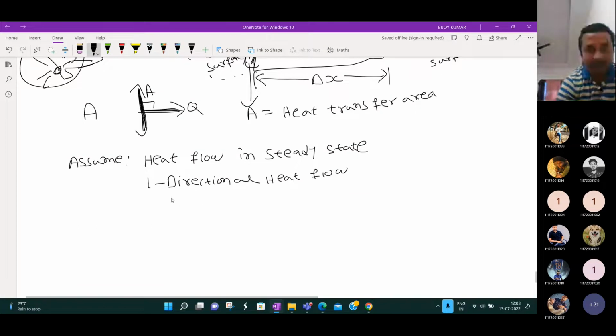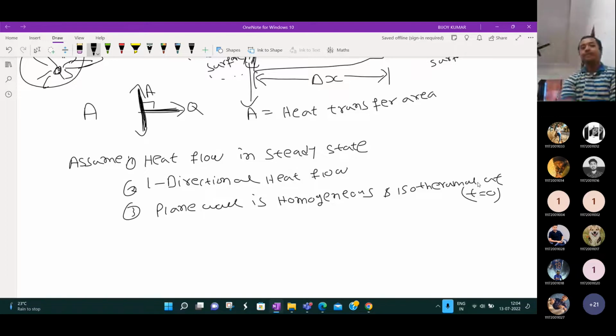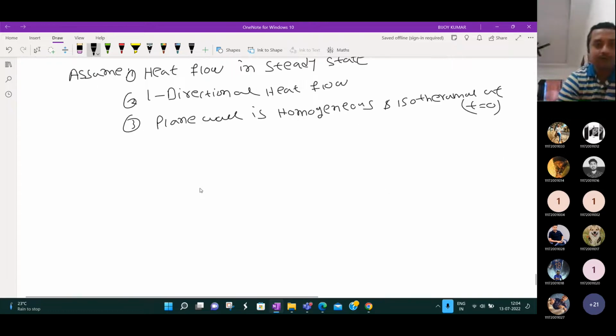Next, let's take another assumption that the plane wall is homogeneous. Homogeneous means made up of one component, and isothermal at t equal to 0. At the initial time, let the temperature be constant. Okay, from this time the derivation will start. Kindly listen.